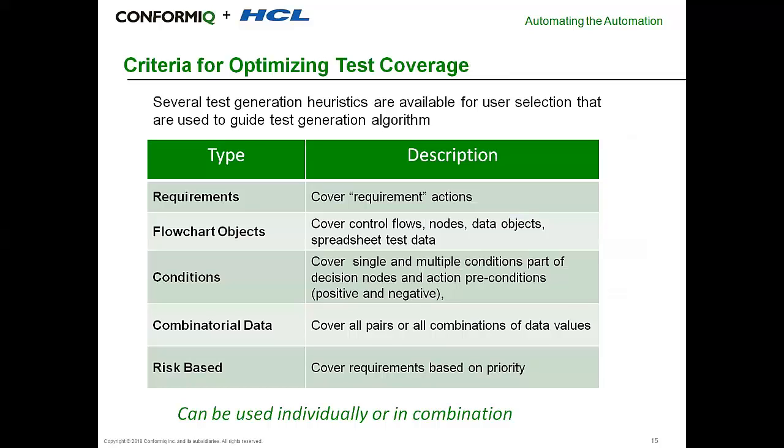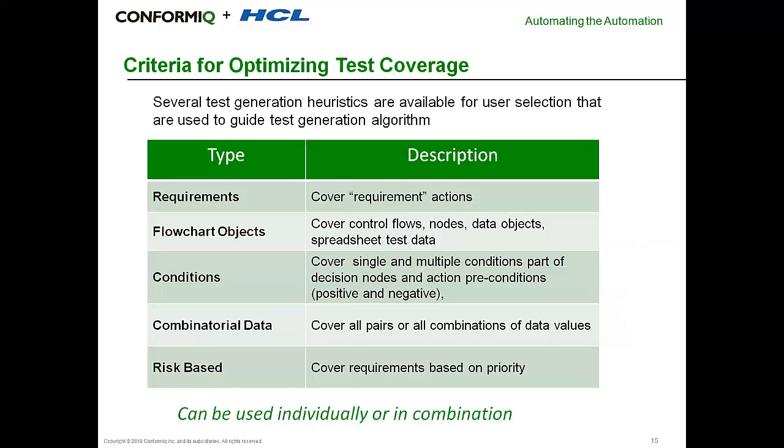How do I want to optimize? I put this in just so that you have a little bit of information. There's a variety of ways that these can be done to optimize. Typically, people say, I just want to make sure I cover all my requirements in the minimum number of test cases. But you could be doing risk-based, you could be doing combinatorial data. It's up to you on how you want to cover the tests to make sure that you're comfortable.